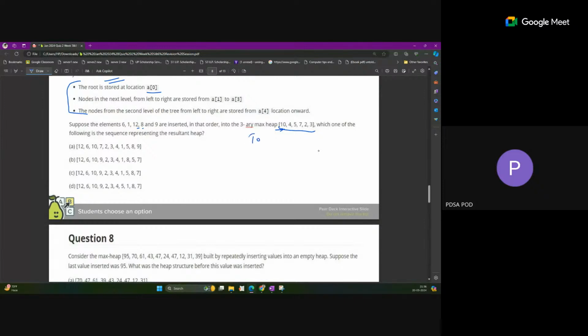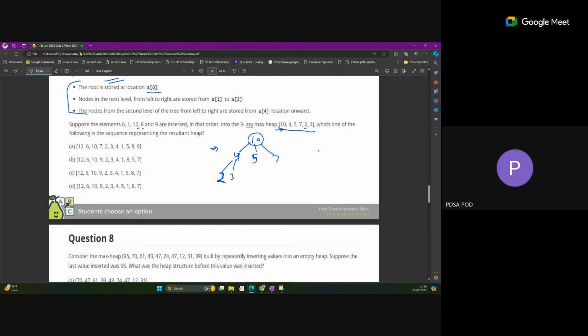So this 10 will become the root, and after that 3 children. Okay, so label-wise we will connect this: 3, 4, sorry, so 4, and this is 5, and this is 7. Now next is 2 and 3. So 2. This is the given max heap.